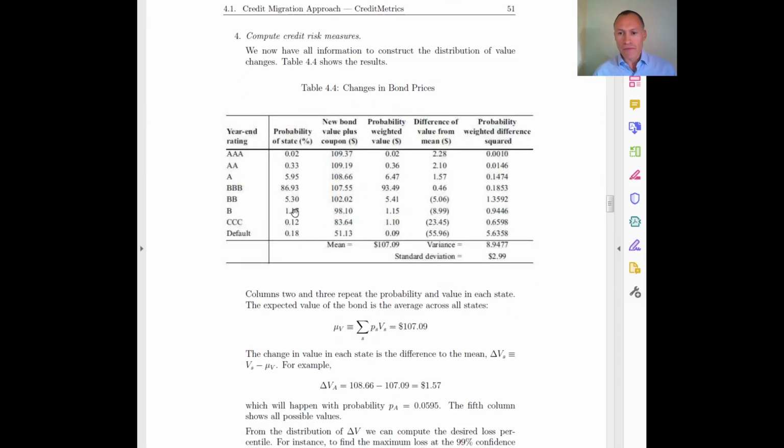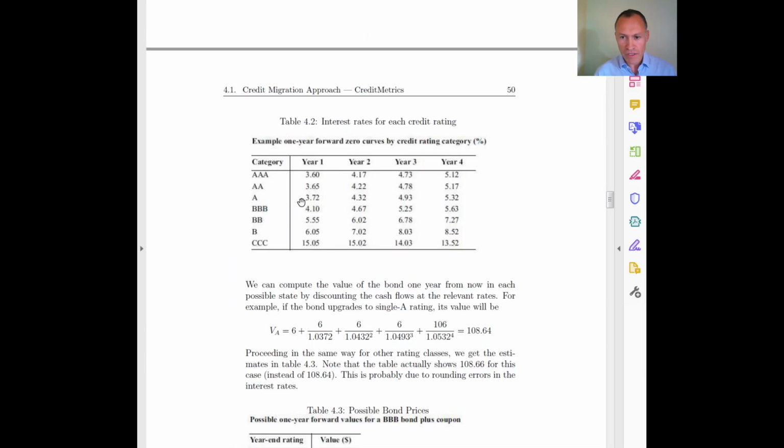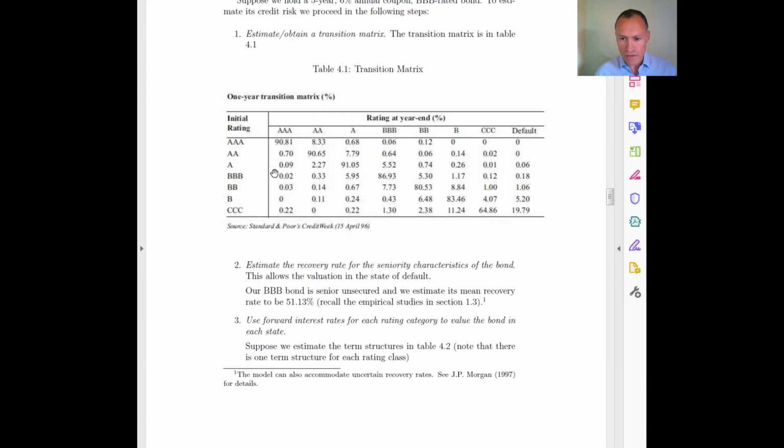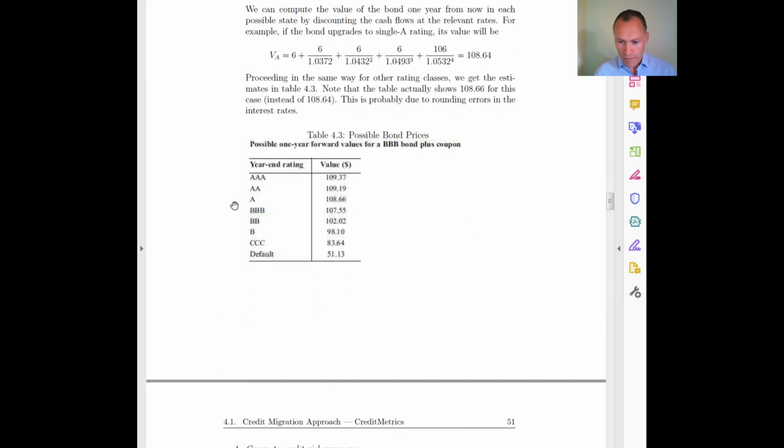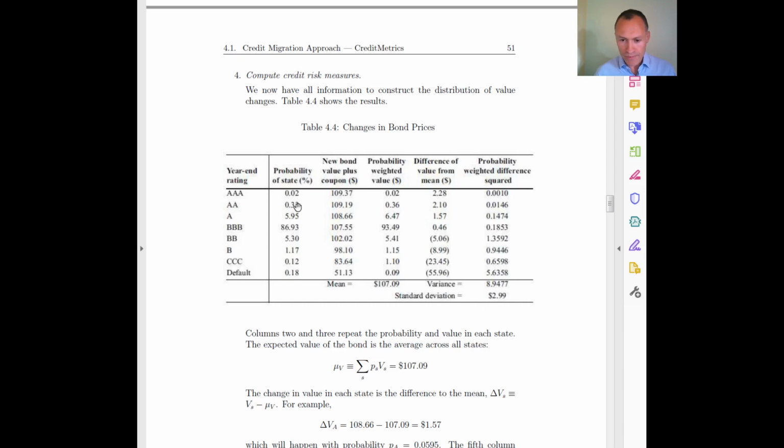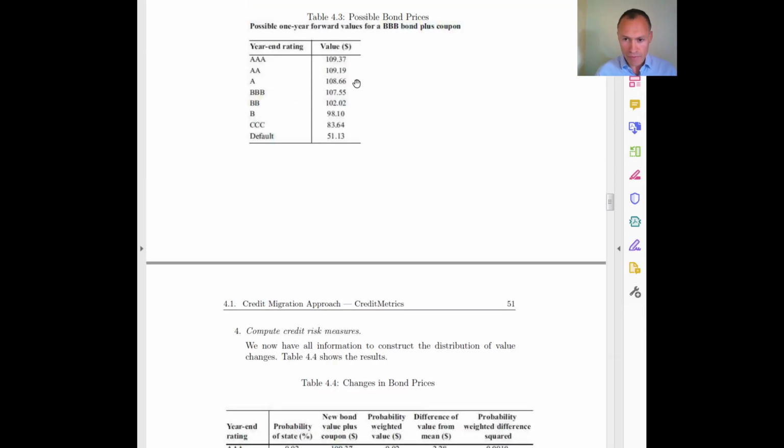So having that, we can now compute the credit risk measures that we want. This table here repeats the information we had before. This is the probability of each state. Again, this comes from the transition matrix from the row for the initial state, triple B. So it's this row here transposed to become this column here. These are the values that we just computed. So for example, the 108.66 is this number here. The other numbers come from this column here.